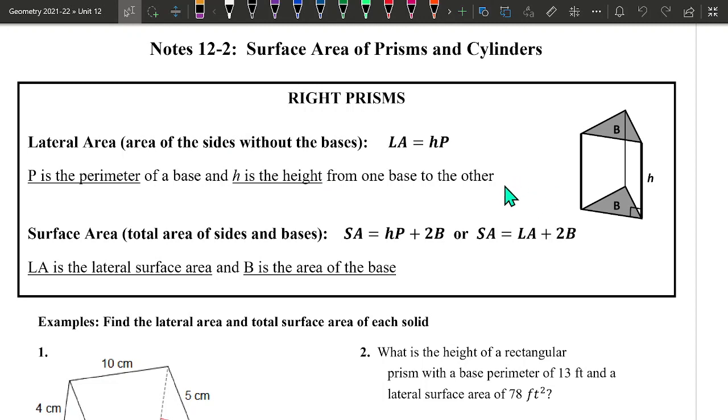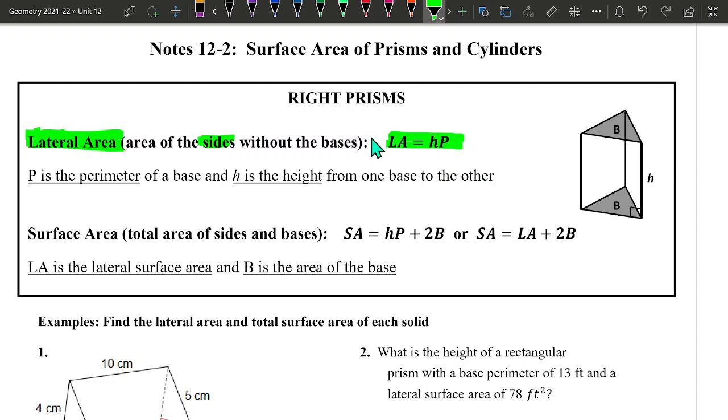It's just always the same shape of a circle whenever you have a cylinder. So lateral area is just the area of the sides. It does not include the bases. It's just the sides, no bases, just sides. And so the lateral area equals the height of the prism or cylinder multiplied by the perimeter of a base. Okay?